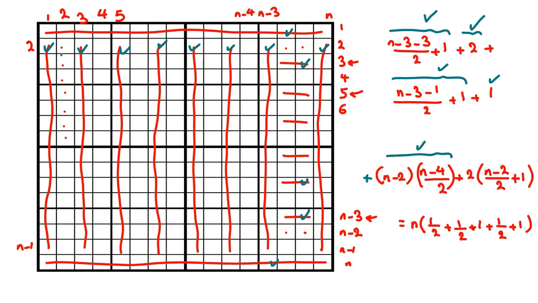Okay, so all these things we've considered: this one, this one, this one, this one. These cells are left, 2 to n minus 2, n minus 2 over 2 plus 1 times 2 is n minus 2 minus 2.